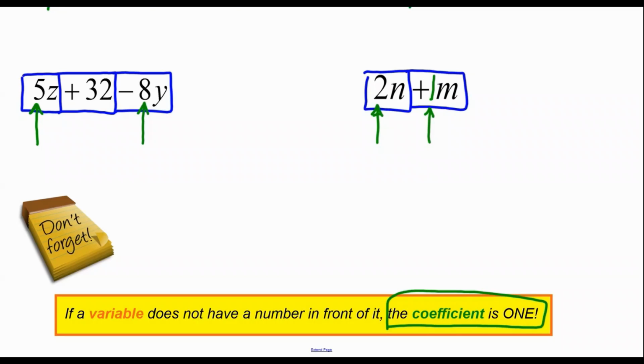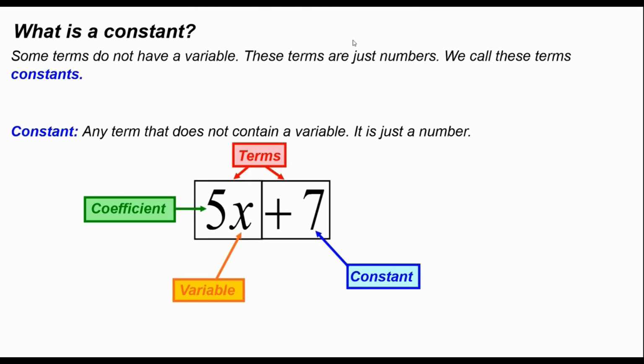So that's coefficients. Next, what is a constant? Well, some of those terms that we looked at didn't have a variable in them. They're just regular numbers, and we call these terms constants. So when you have a term that doesn't contain a variable, that is called a constant. It's just a regular number. So a constant is any term that does not contain a variable.